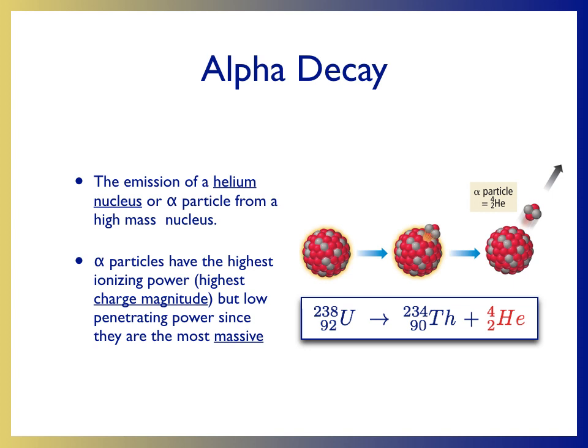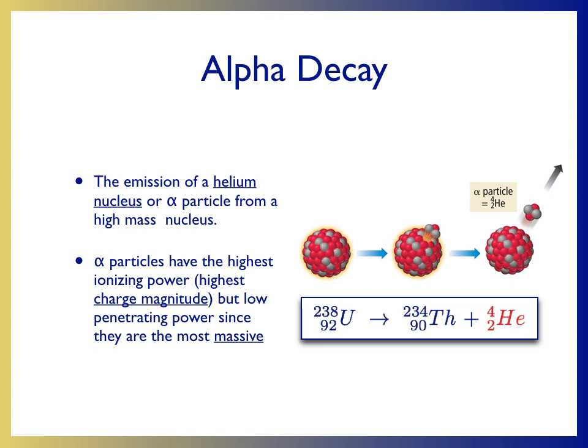Since alpha particles have a pretty high charge magnitude, they have a high ionizing power, meaning that they can cause damage to biological tissues through ionization, or taking electrons from them.